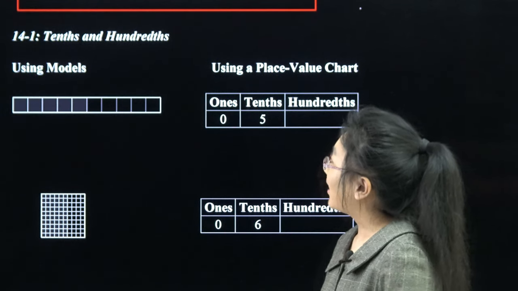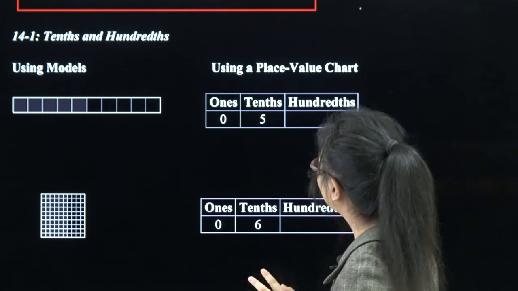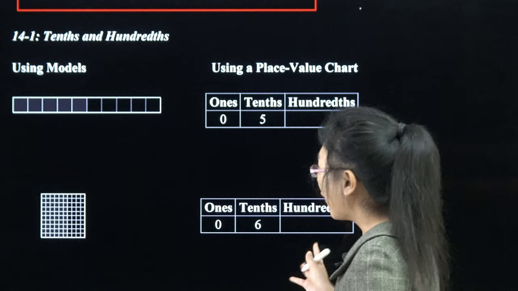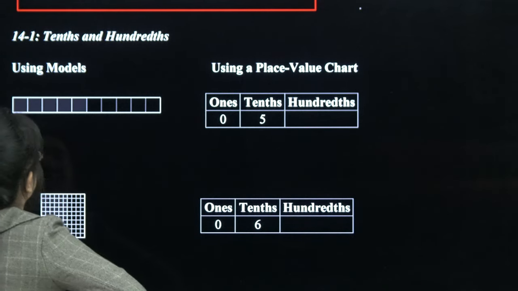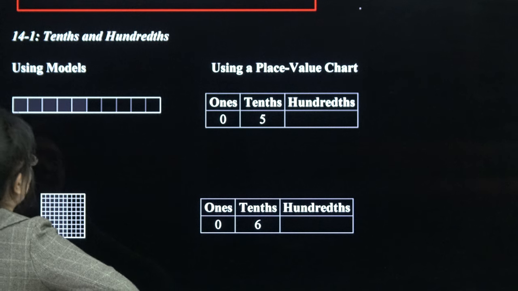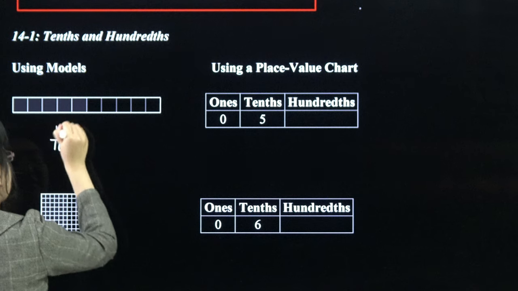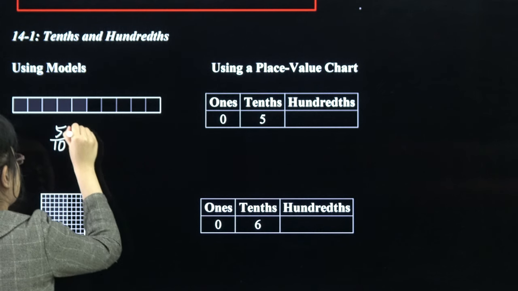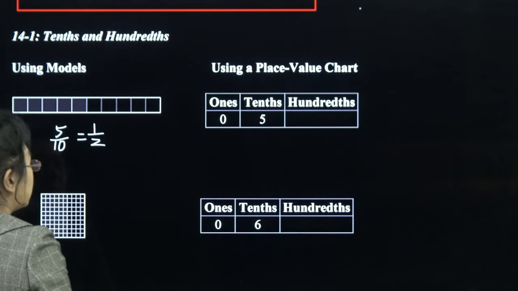Section 1 has tenths and hundredths. We can think about them using models, or using a place value chart, or just using numbers. So let's work out this model. Well, there's 10 parts, so 10's the denominator, and then 5's the numerator. And then we simplify it. Okay, that's done.